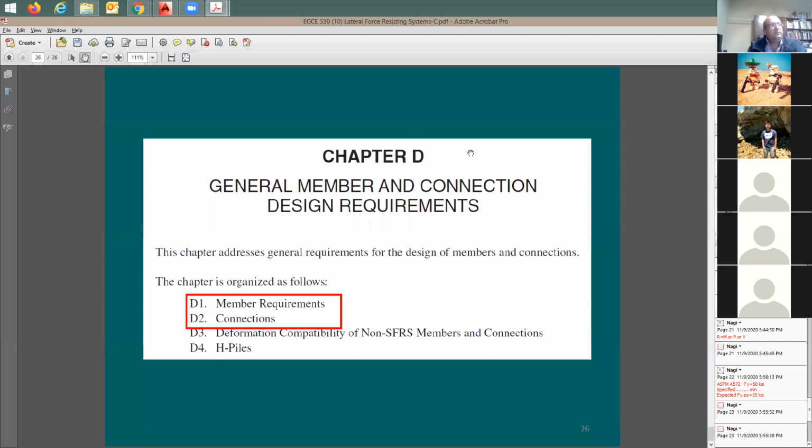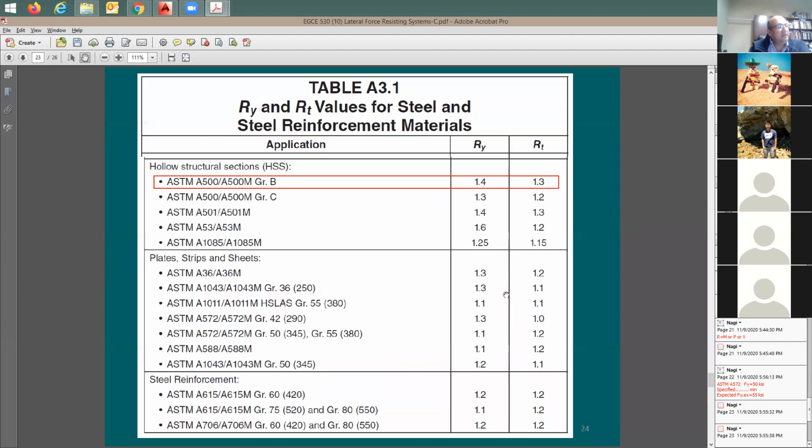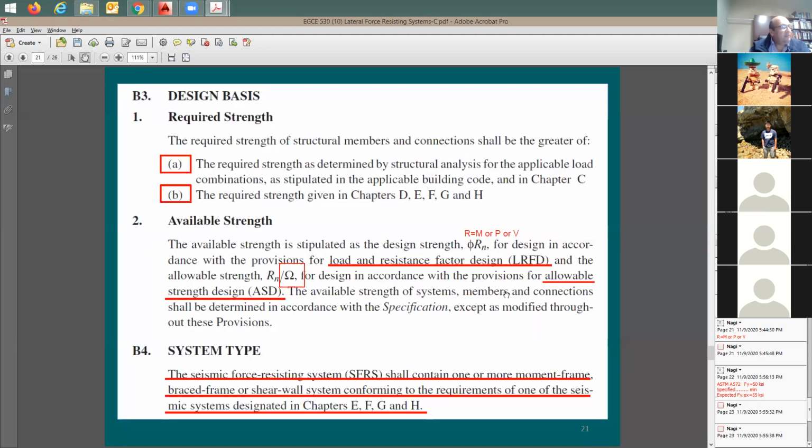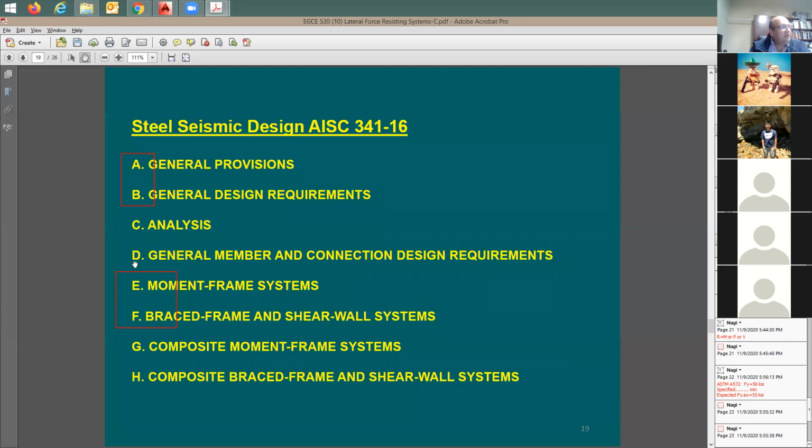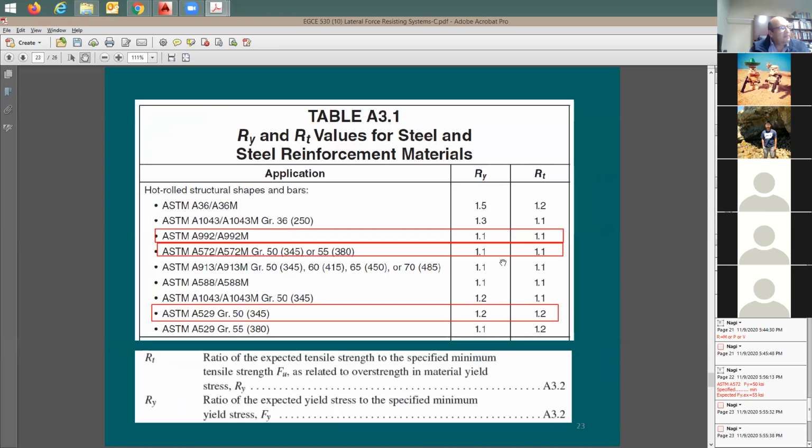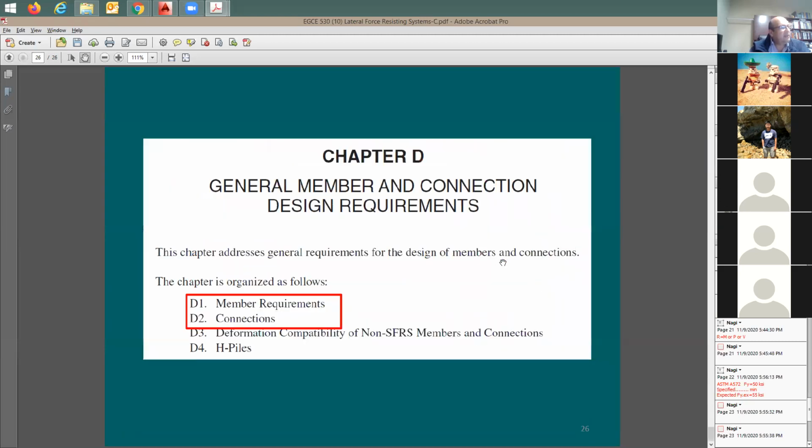Chapter D. What's chapter D about? You guys remember what chapter D is about? Let me go back quick, but it's going to be about the seismic force resisting system. I'm going to go back to here. It says general requirements for member and connection design. So what's chapter D about? Let's see what is really important there. What are the member requirements and how about the connections?